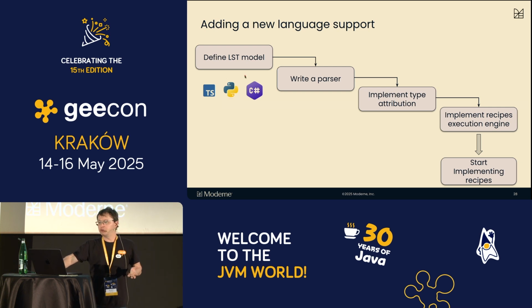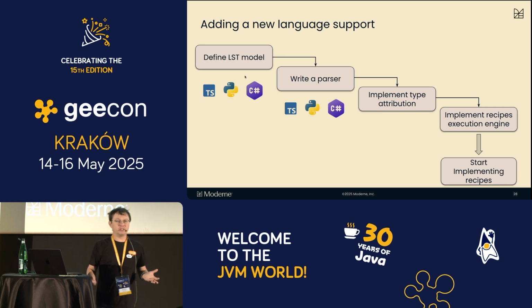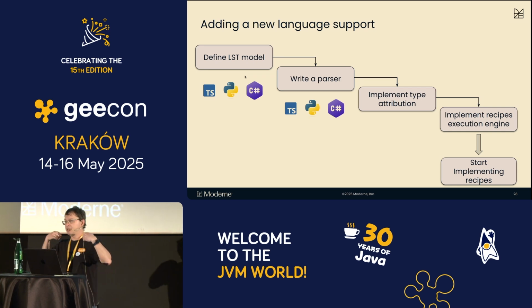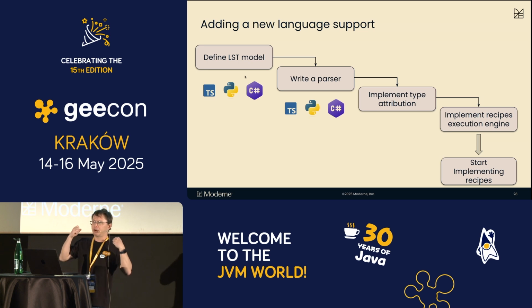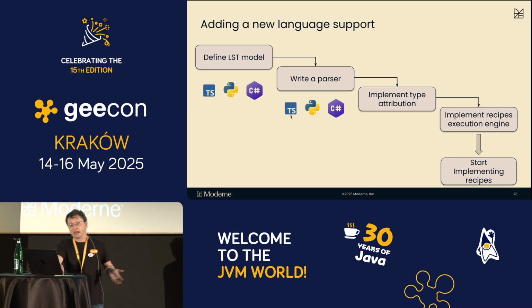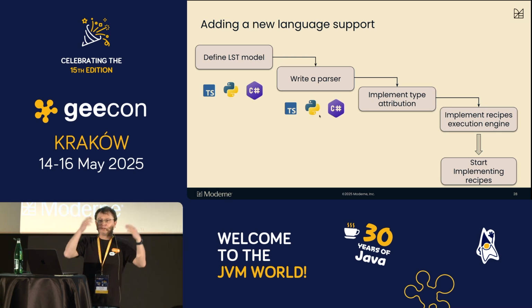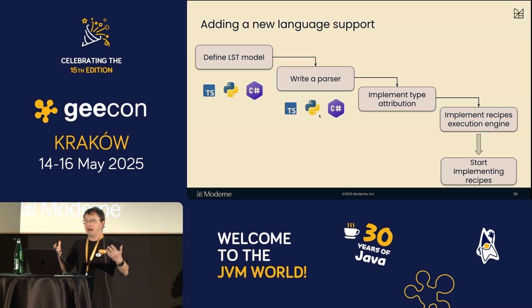Then you should write the parser. The parser is written manually, so you take information from the AST tree that can be taken from the compiler of each of these languages. For example, for TypeScript we use the TypeScript compiler, for C# we use Roslyn, and for Python we use the Python compiler. And based on this AST representation, we are trying to fulfill the LST model for each particular language.